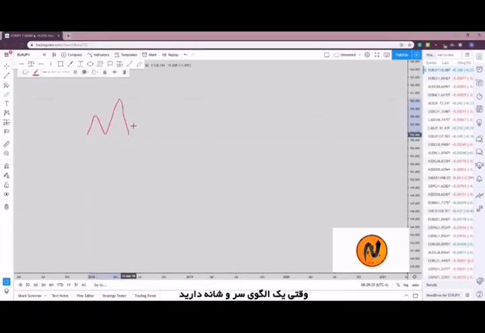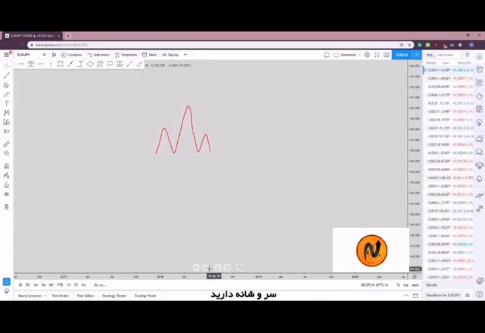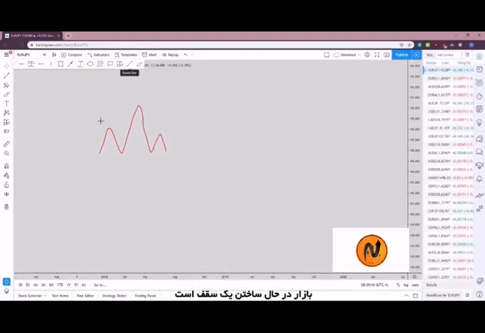Now when you have a head and shoulders pattern, what do you have? Very simply, the market creates a high, then makes a retracement. The market creates a higher high and then makes a retracement. However, as we know, once the market reaches back to this zone, coming from above, and goes back inside of this area, then we have two things.